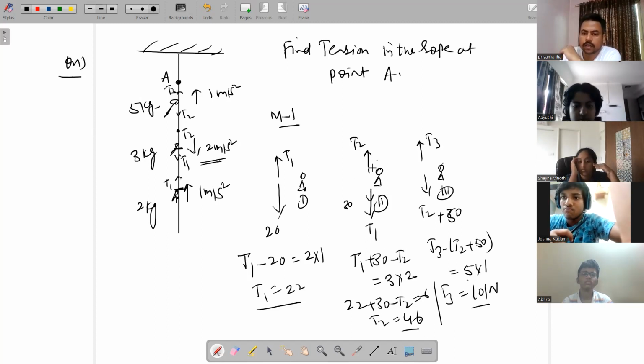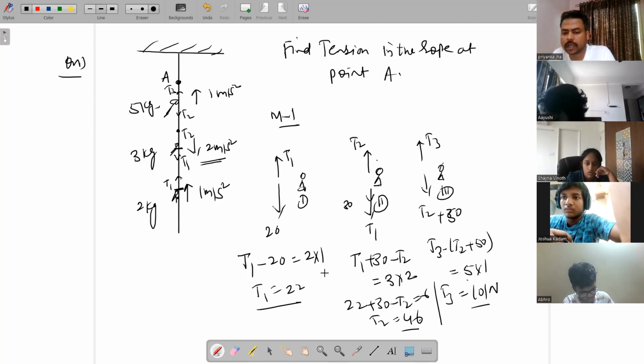See, draw the FBD of the second monkey. For this second monkey, this is T1 and this is T2. The weight is downward because the monkey is coming down with acceleration 2 meters per second square. So net force should be in the downward direction because the monkey is coming down. So net force is T1 plus 30 minus T2. Understood?